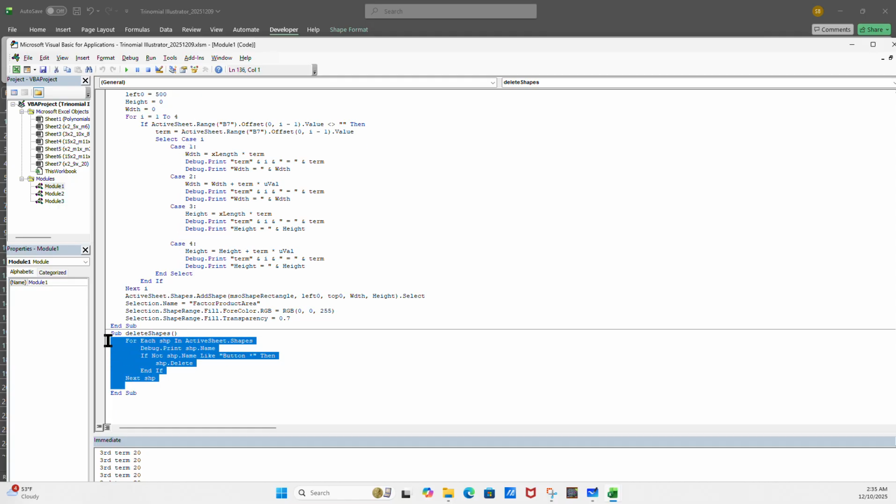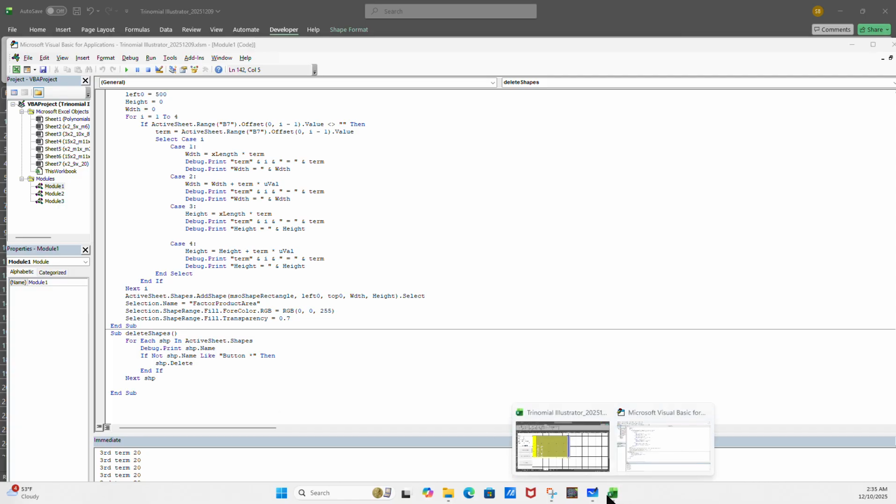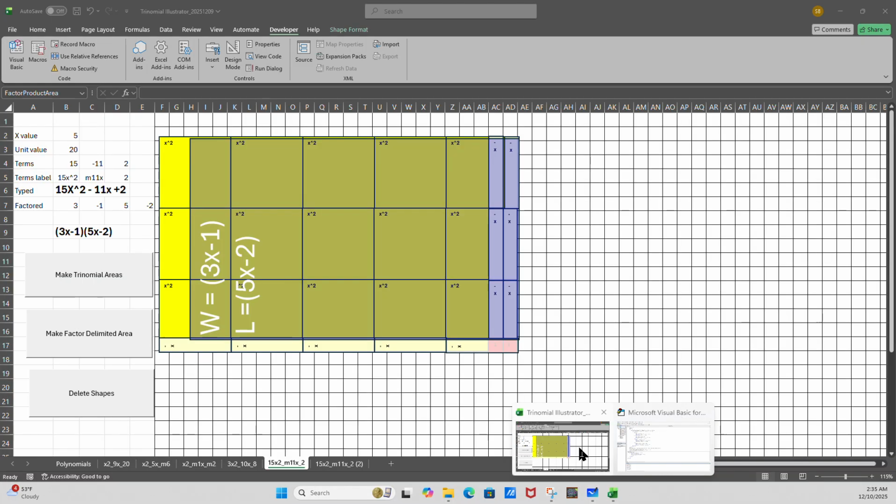I made this one. For this one, I had to really customize this part, especially because I had to not delete the buttons. The buttons will get deleted on this if you don't specify what not to delete out of all the shapes, because these are also technically shapes.